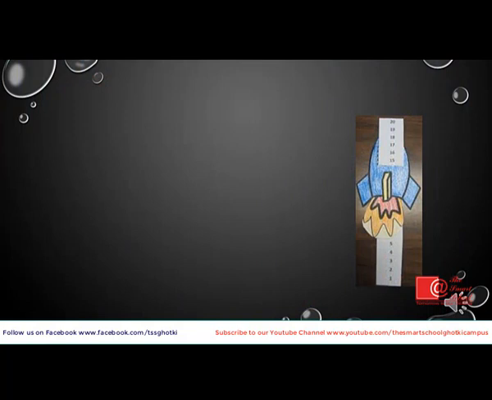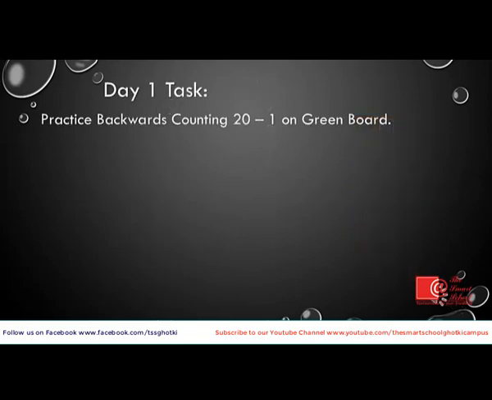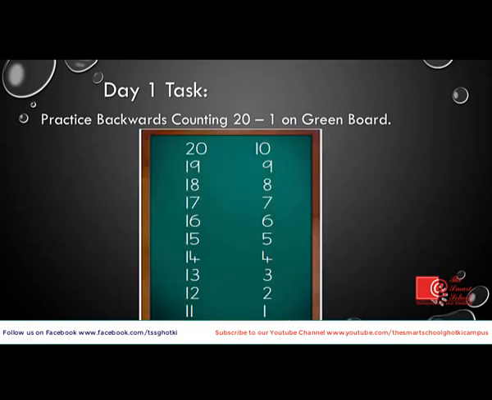Now it's your turn to count numbers in backward sequence. Start from 20. Let's do some more practice of backwards counting. Take out your green boards and practice backwards counting 20 till 1 on your green boards.